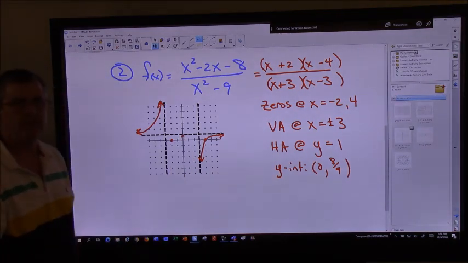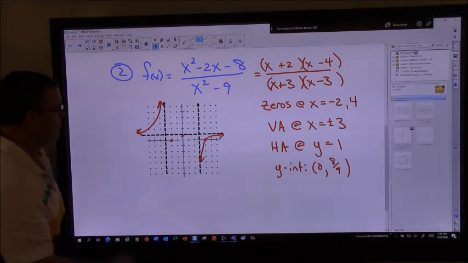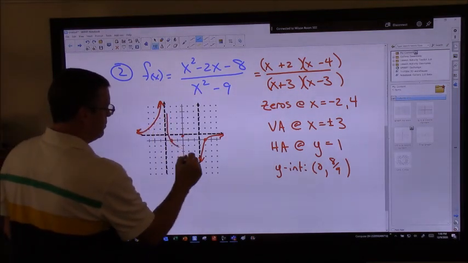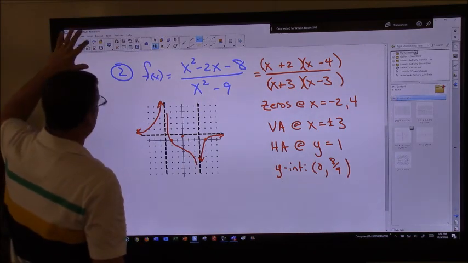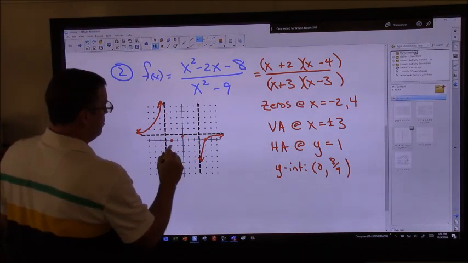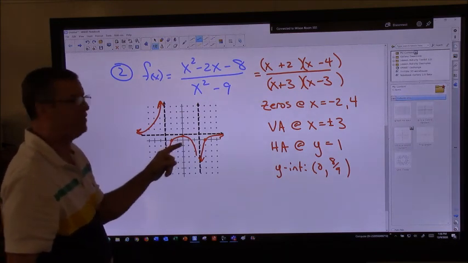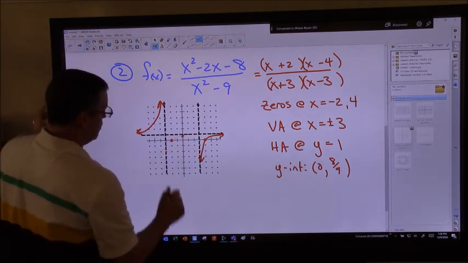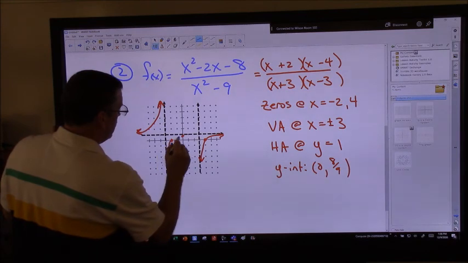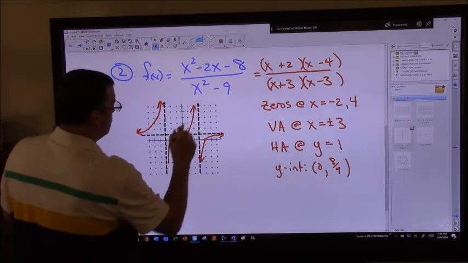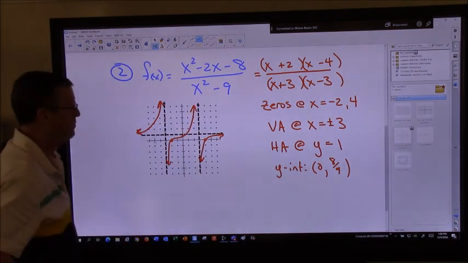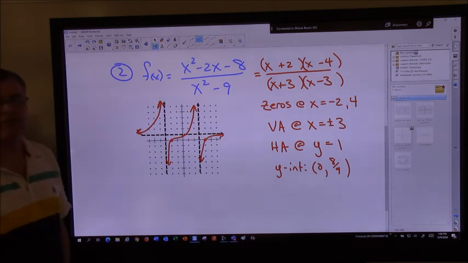I know what happens now. It's not going to go like this, because I just added an extra 0. The only thing this could do is go like this. And there's what that graph looks like.